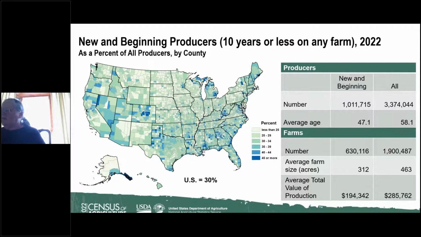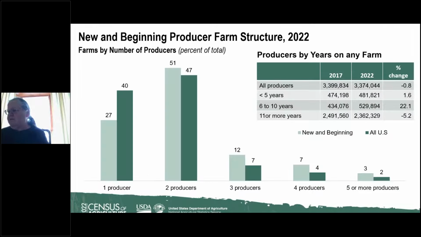The number of new and beginning producers has increased since the previous census, up about 11% compared to the overall decrease in farms of 6.9%. So that's one of the things the census showed us: new and beginning producers increased in overall numbers, while the number of producers overall decreased. Let's move on to the next slide. You can also see from this table that farms with new and beginning producers are overall smaller in terms of farm size than producers overall.